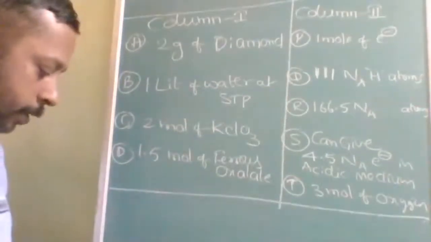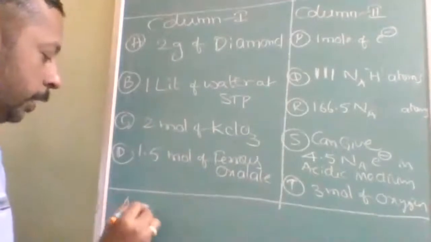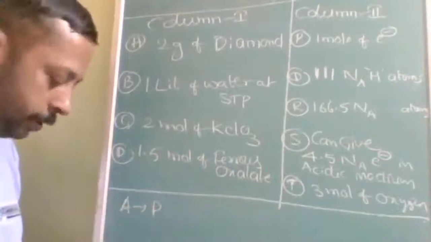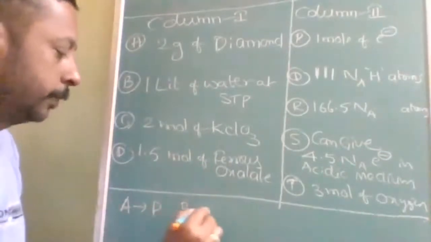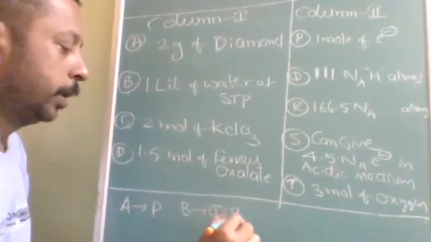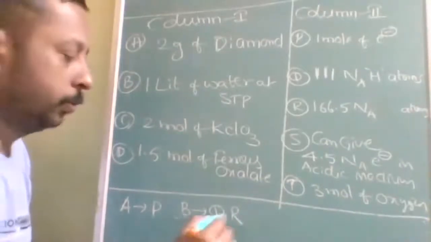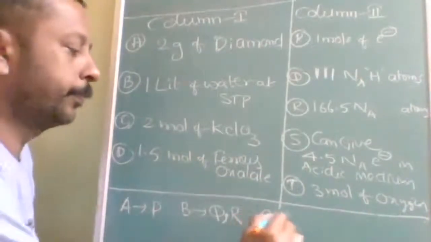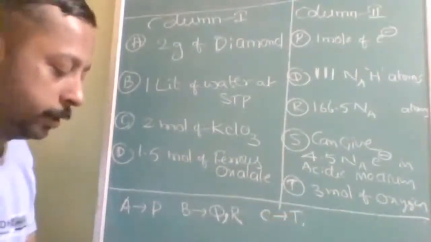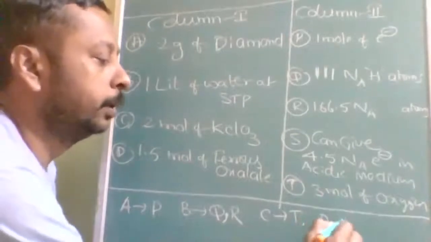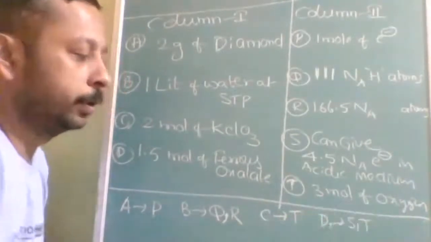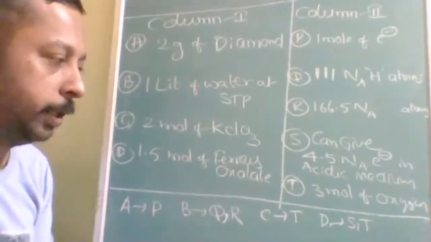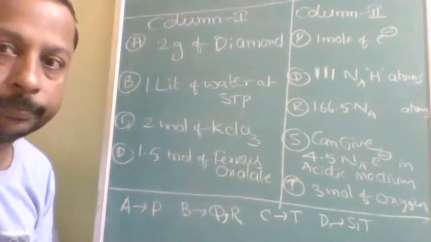Okay, here I am declaring the answer. A answer is only P. Next, B answer is Q comma R. C answer is T. D answer is S comma T. So, A answer is P, B answer is Q, R, C answer is T, D answer is S comma T.